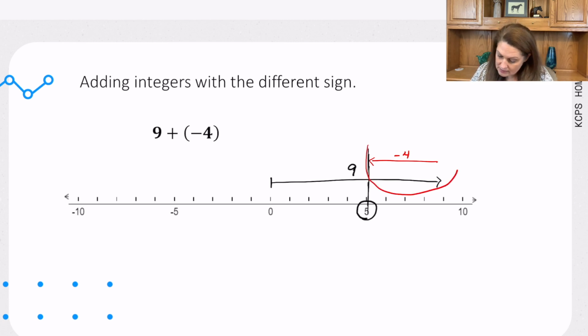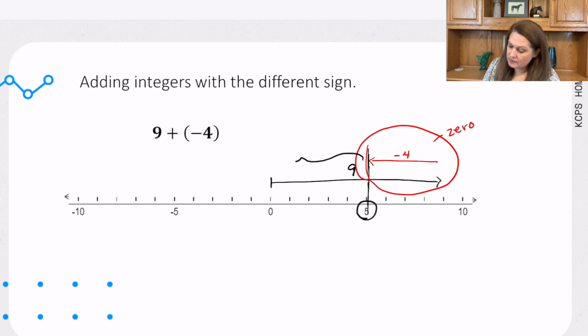Notice this again, this portion right here cancels each other out. That creates my 0. And that now leaves me with 5 left over. So 9 plus -4 is 5.